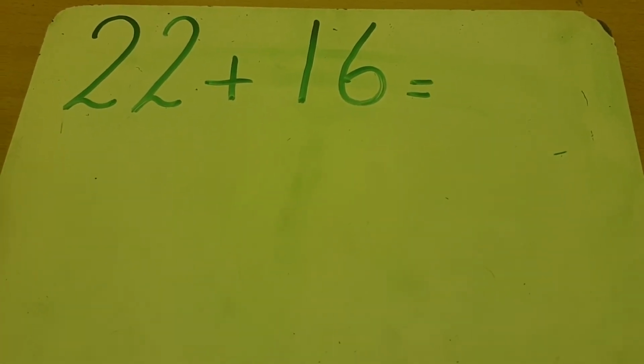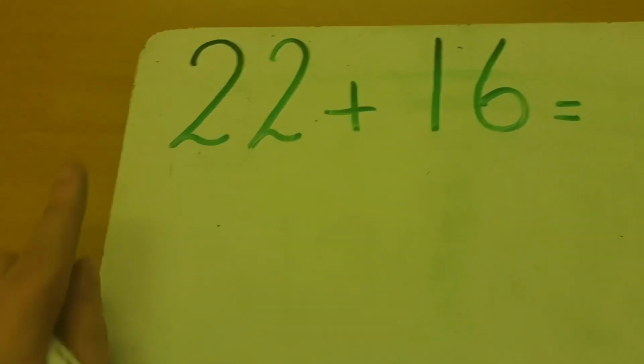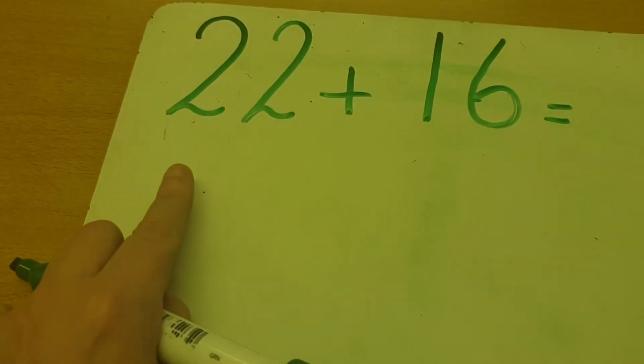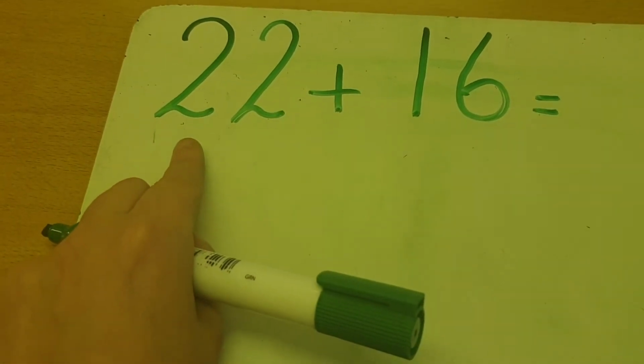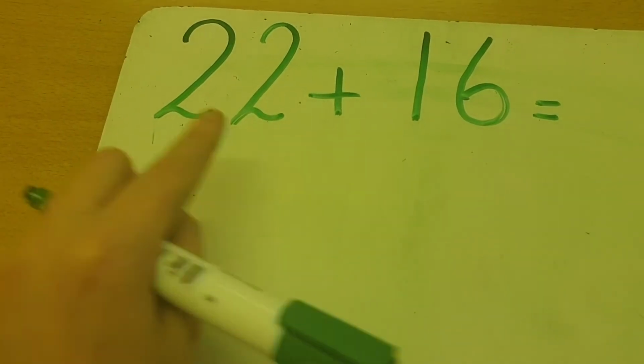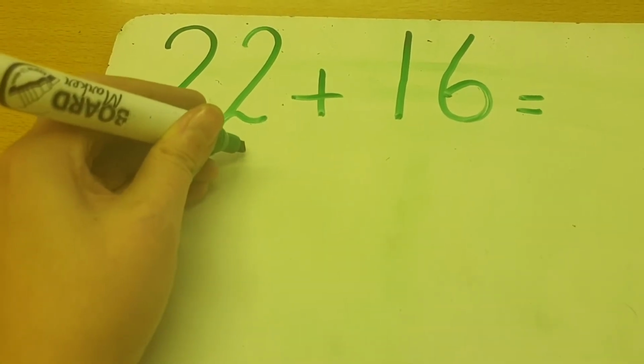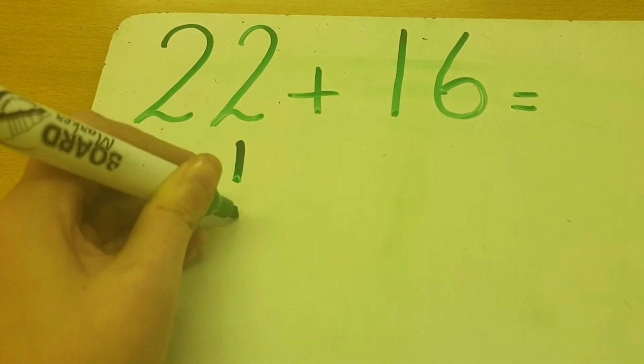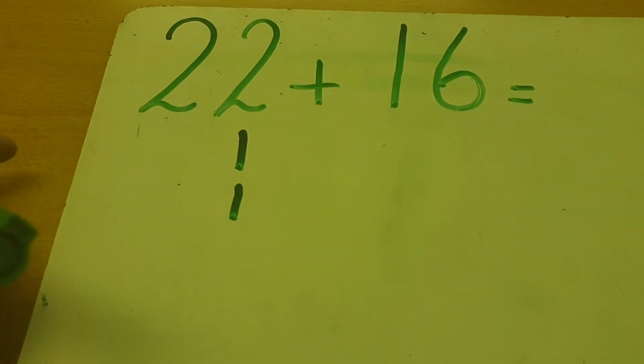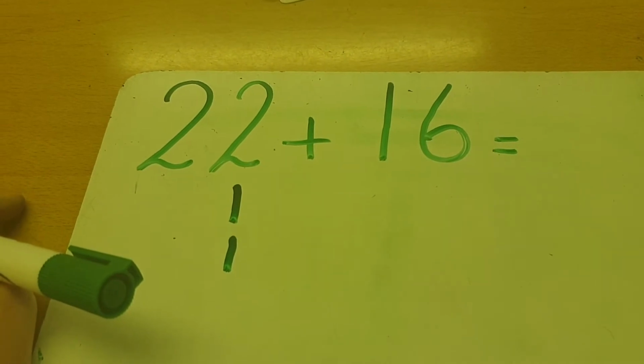Excellent. I draw the ones first. So let's have a look at 22. So 22 has got 2 tens and 2 ones. So I'm going to draw 2 ones. Are you ready? 1, 2. And I've made them small because they're only ones.